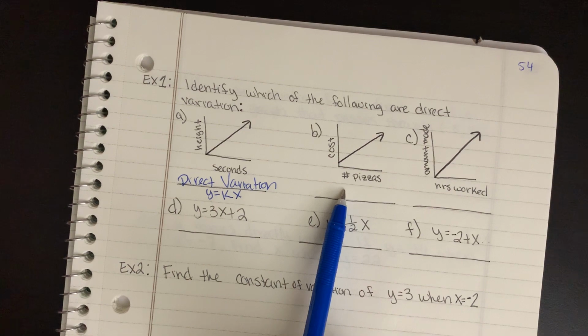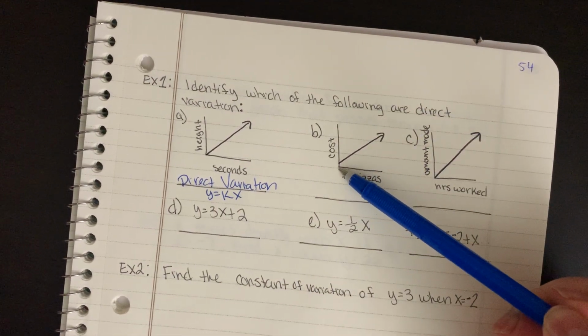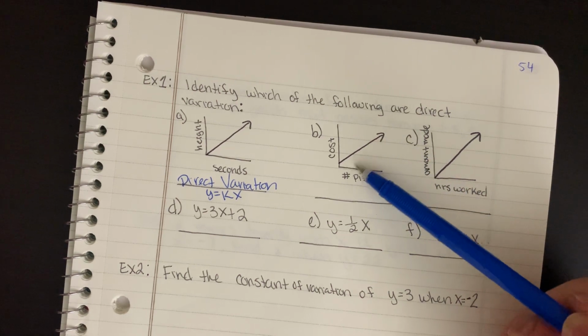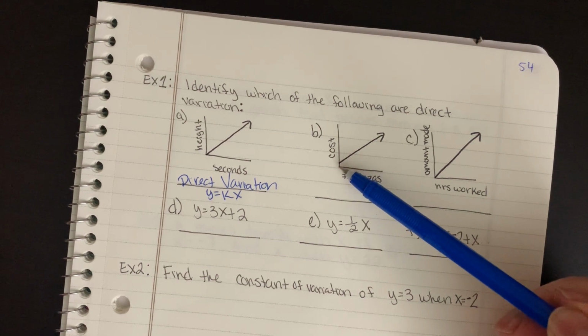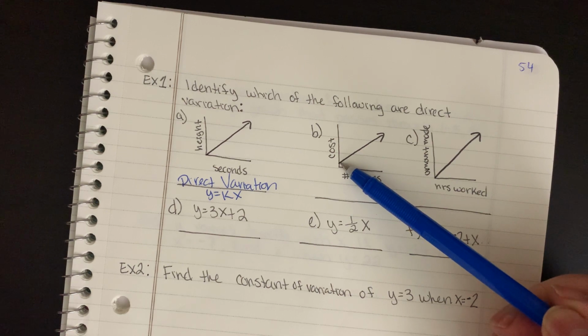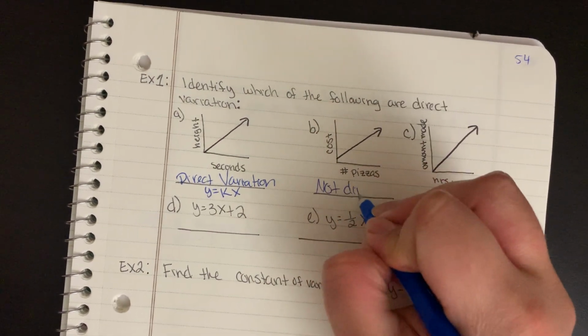Okay, for B. Now, for this one, you can see that it's close to the origin, right? But it's not. It's a little off. So what does that mean? Well, it probably means that they got their pizzas delivered, right? And if you get delivery, do they charge you a fee? Yeah, which is why it's a little off center, right? So this is not direct variation.